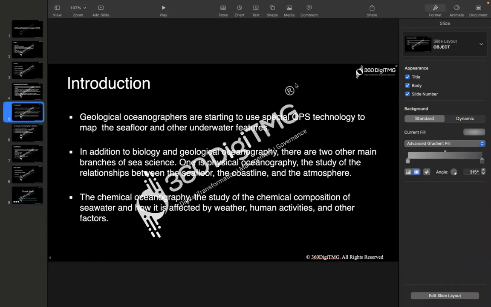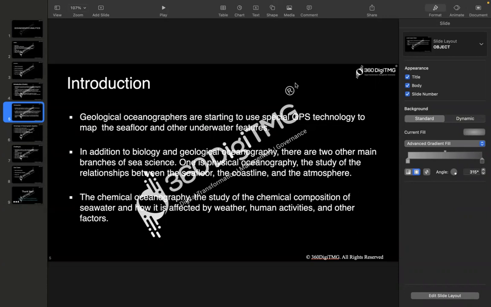So then we have geological oceanographers, who are starting to use special GPS technology nowadays because the technology has reached its peak. They are using GPS technology to map the sea floor and other underwater features. Here, the sea floor is the upper layer of the sea, and underwater features are the features underwater.